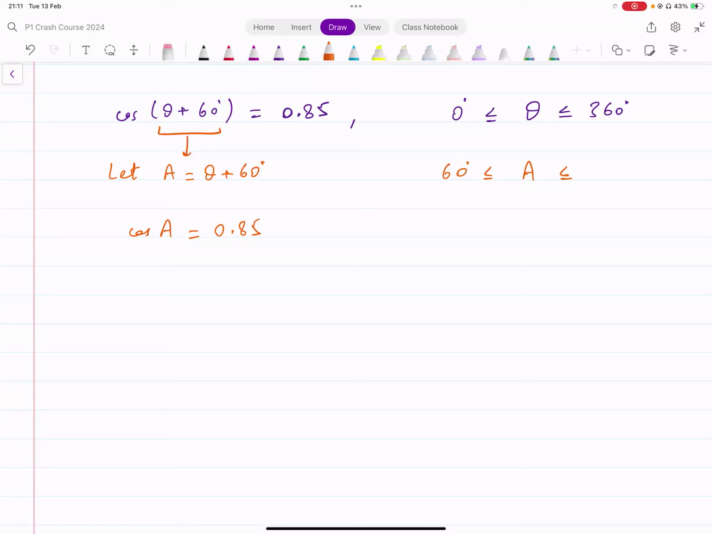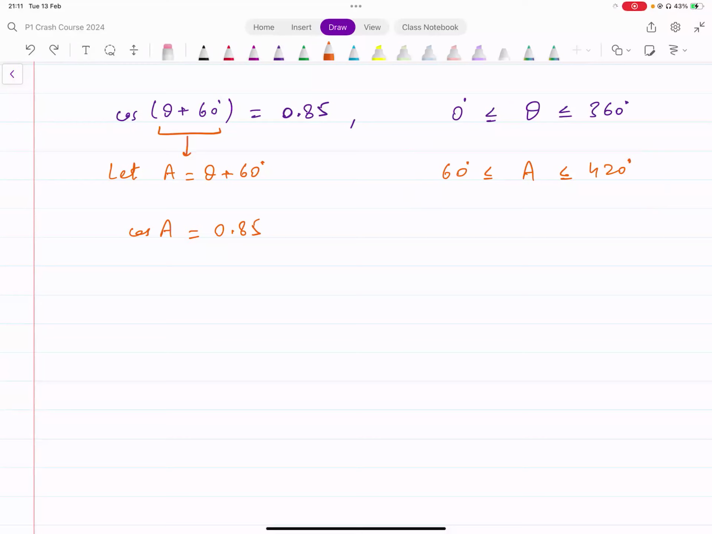And then similarly, if theta is 360, what about the value of A? Input 360 in place of theta here. What does that give you? A equals 360 plus 60, which is 420. So that is the interval for A. When you're looking for values of A at the end, this is the interval that you have to keep in mind, that A has to be between this interval. Okay. And now the rest of it is the same as before.